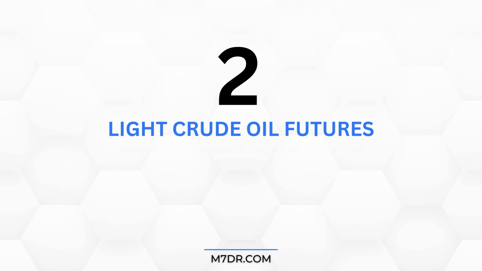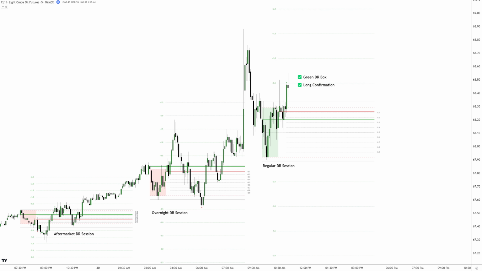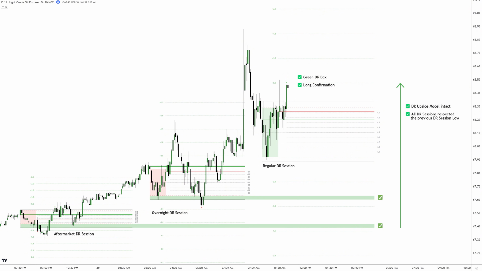Number 2. Light crude oil futures, Wednesday's regular DR session trade. The session closed as a green DR box and confirmed longs with a higher probability by closing outside the range on a 5-minute time frame. When we look at all 3 DR sessions, we can see a DR upside model is intact, aligning with our bias for long setups. Some WIBs align with the current DR session.